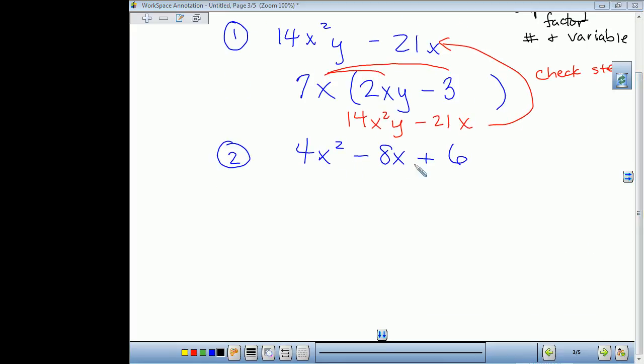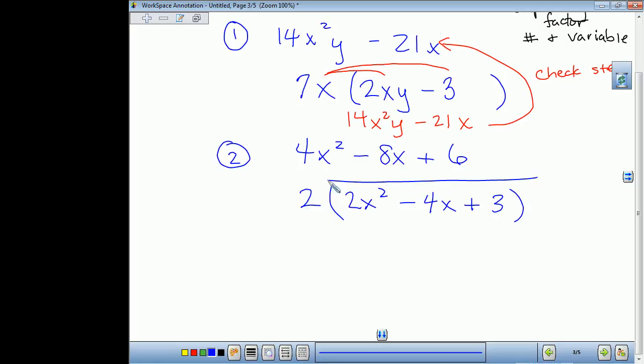This one only has a number in common, doesn't it? There are no variables in common. This one has an x, and this one has an x, but does this term have an x? No. So all three terms don't have a variable in common, and all we can factor out is a constant. What's the biggest number that divides into 4, 8, and 6? 2. What do I multiply 2 by to get 4? 2x squared. To get negative 8? Negative 4x. To get positive 6? Positive 3. And that's all I can do. That one's completely factored.